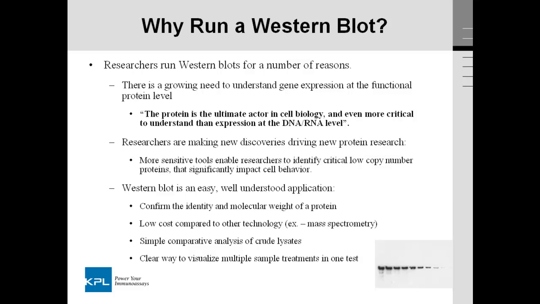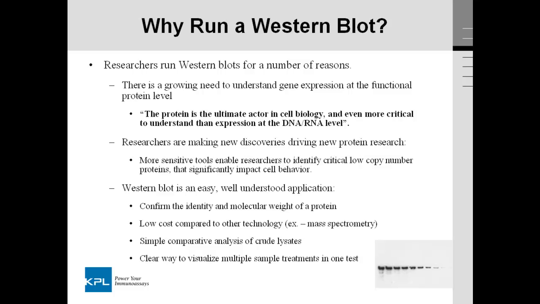Researchers run Western blots for a number of reasons. Examples include the following. There is a growing need to understand gene expression at the functional protein level. Researchers are making new discoveries that are driving new protein research, and they need exceptional sensitivity in order to further this. And Western blotting is an easy, well-understood application. You can confirm the identity and molecular weight of your target protein. It is low cost when compared to other technology, for example, mass spectrometry. It allows for a simple comparative analysis of crude lysates and gives a clear way to visualize multiple sample treatments in one test.